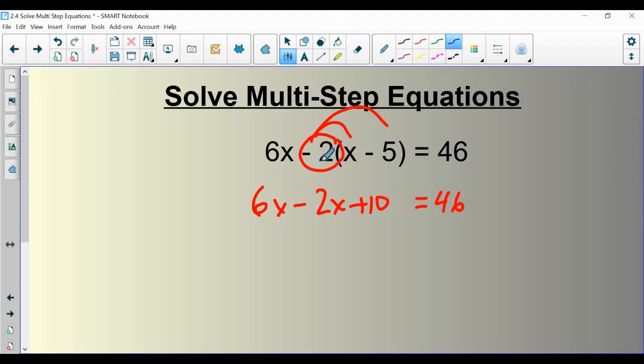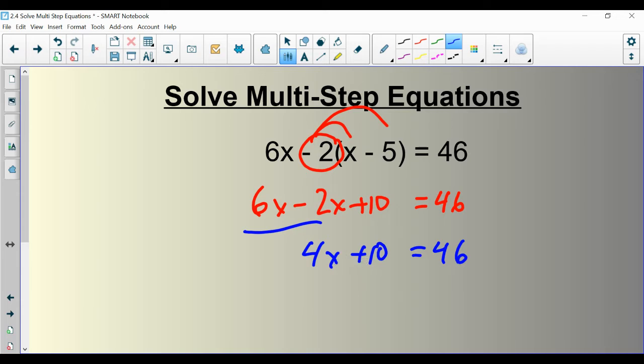I just want to highlight, remember, we multiplied it by negative 2, not just the 2. If you did just 2 and distributed that, you'd get the wrong answer. So you have to take the sign in front of it, which in this case is negative 2, and distribute that. Now this is the same level of difficulty as the last problem. First thing is to combine those things. We would have 4x plus 10 is equal to 46 then.